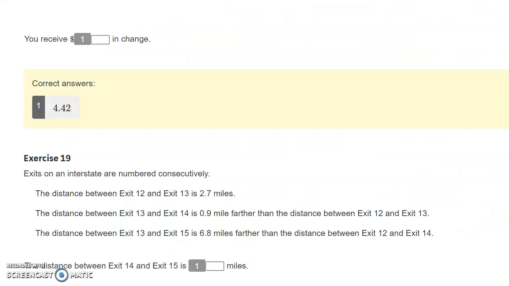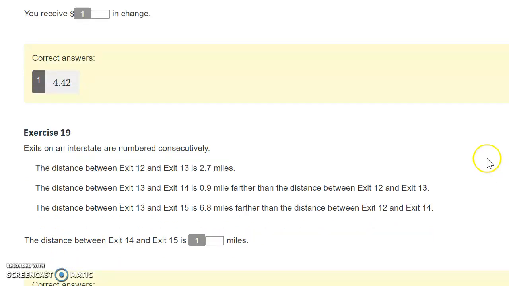Exits on an interstate are numbered consecutively. The distance between 12 and 13 is 2.7 miles. The distance between 13 and 14 is 0.9 miles farther than the distance between 12 and 13. The distance between exit 14 and exit 15 is blank miles. That's our actual question. Okay, we're back.